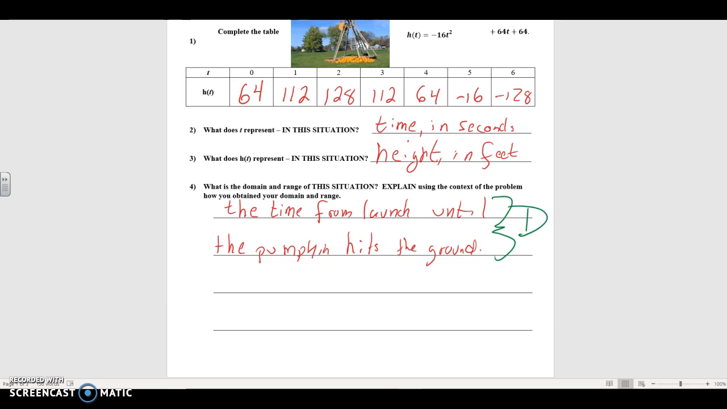The range is represented by the height, that is the y values, and that's just at a given time. So the range is just going to represent the height of the pumpkin.